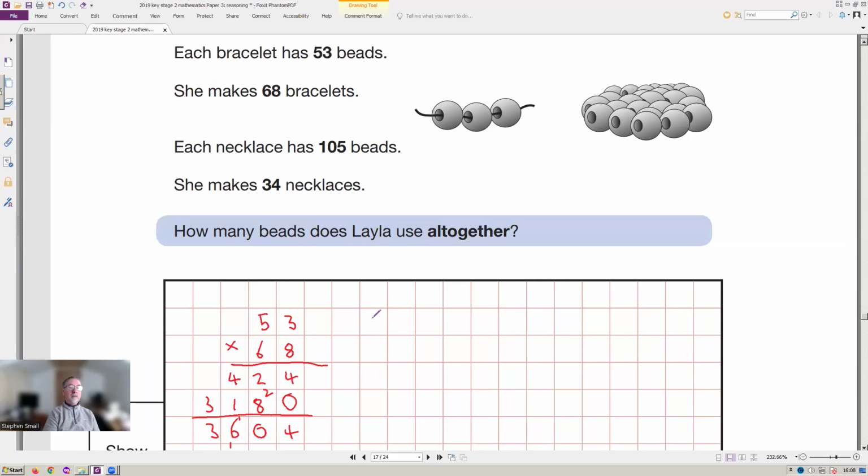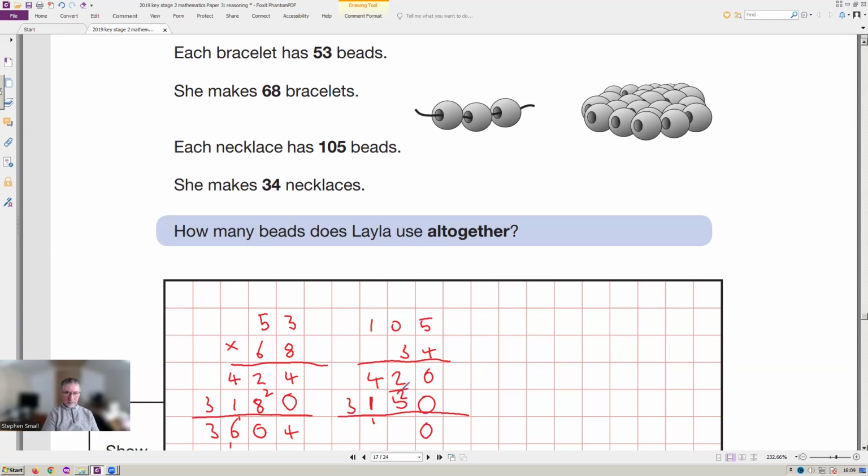And then we have 105 beads. Well, there's simpler ways of doing this, but we do it this way. Times by 34. Each necklace has 105 beads, makes 34 necklaces. 4 5s, 20. 4 zeros are 0, and put the 2 in there. 4 1s are 4. Okay. Right. Put the 0 down. 3 5s, 15. 3 noughts. So that 1 goes in there. 3 1s are 3.